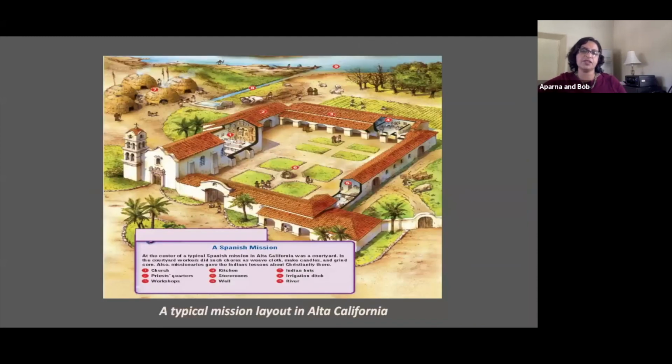A typical mission layout, as you can see, has the church, the sleeping quarters of the padres, the workshops, the kitchen, as well as the storerooms. There is also a water source in the middle of the courtyard with the Indian settlement outside, irrigation ditches, and also the location of the mission is pretty close to a water source.